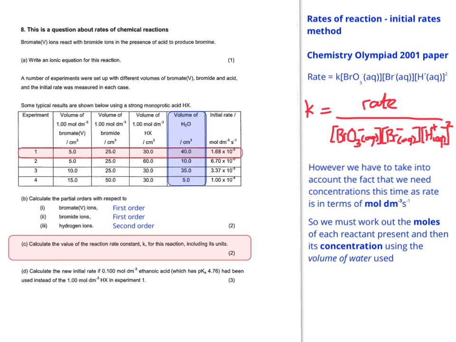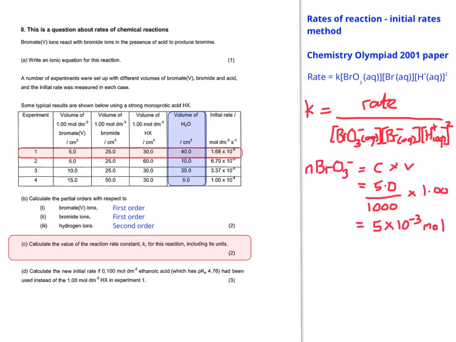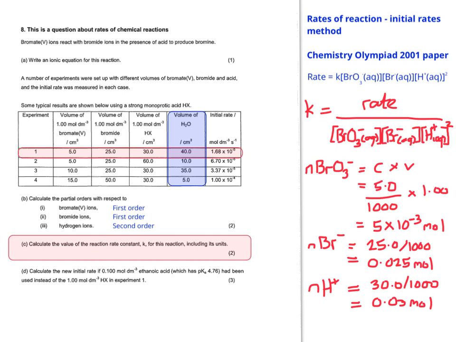So for example, in experiment 1, you'll see that there's 40 centimeters cubed of water used, plus there's 5 centimeters cubed of bromate, so the total volume is 45. So just taking the 5 centimeters cubed of 1 mole per decimeter cubed of bromate, that equates to 5 times 10 to the minus 3 moles. So we do the same for our bromide and for our H+. So that gives us 3 values. I'm going to pop those values underneath each concentration term, because we're going to use those for the second half of the calculation in a second.